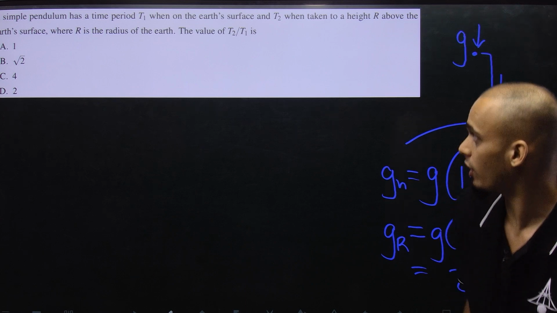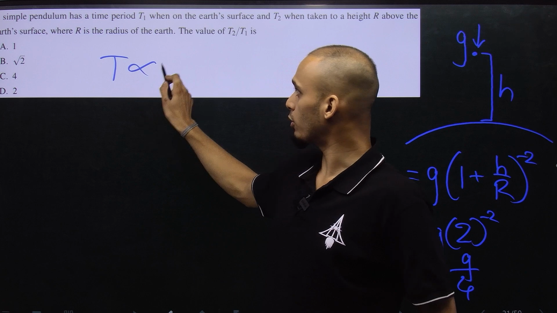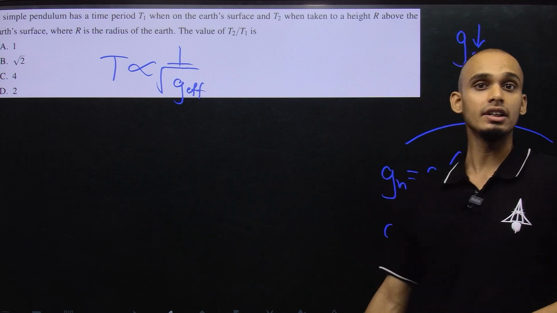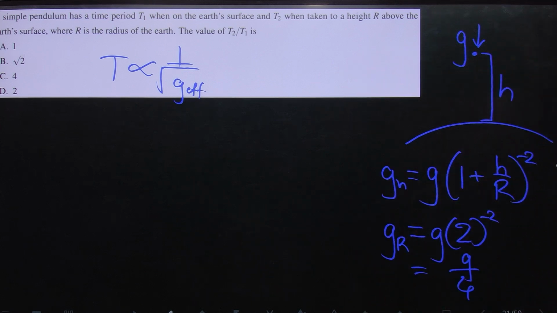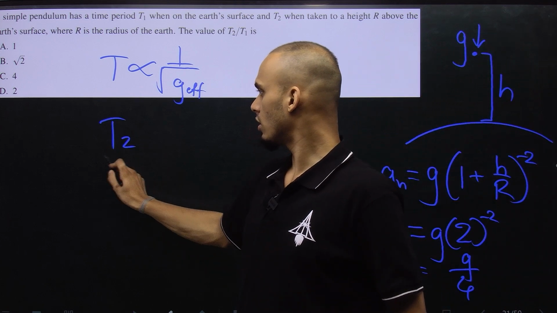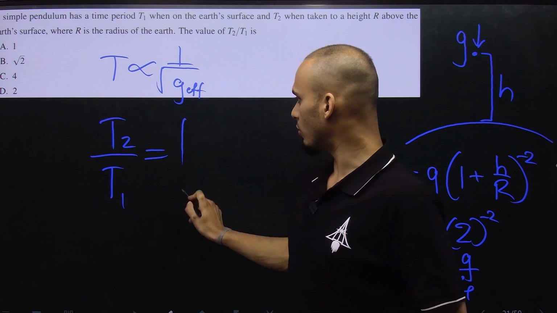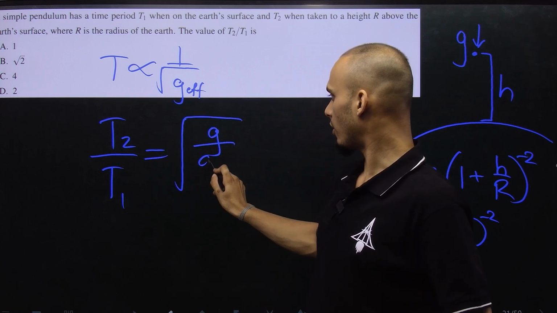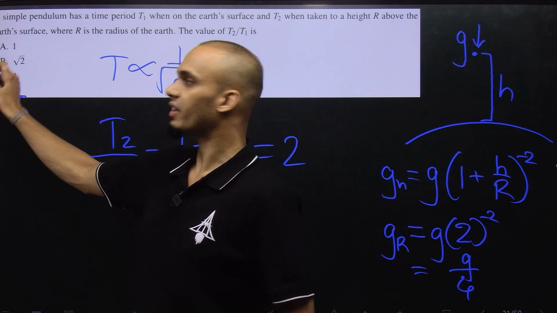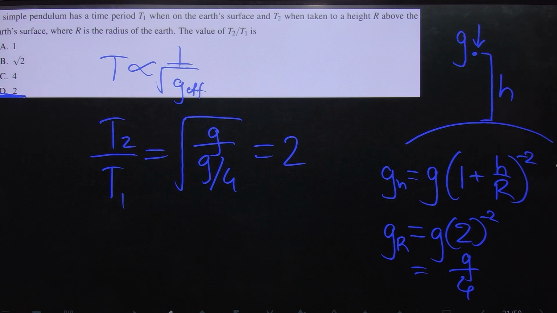And we know that for a pendulum, time period is proportional to 1 upon the square root of effective acceleration due to gravity. For T1 we have normal acceleration g and for T2 we have acceleration g by 4. So the ratio T2 upon T1 will simply be equal to root of g upon g by 4, that is equal to 2. That will be the answer. Option D matches in this case. Again, very easy question. Simple if you know the concept of variation of acceleration due to gravity above the Earth's surface. This is a very easy calculation.